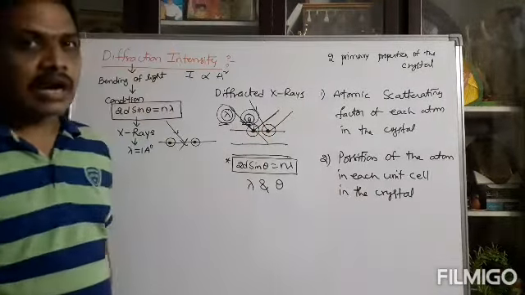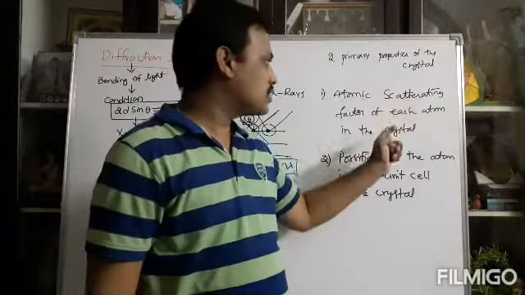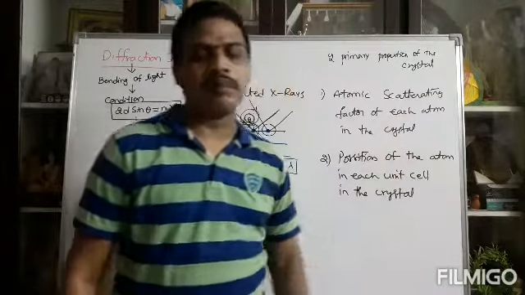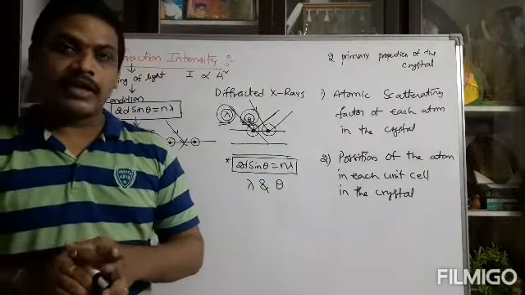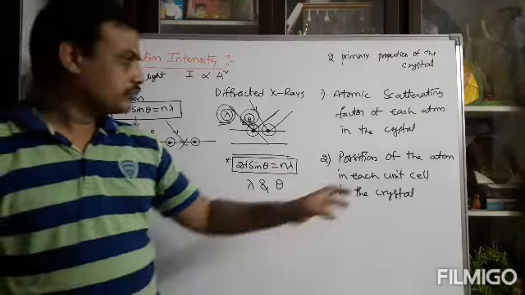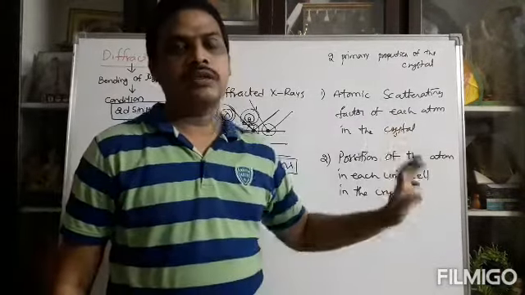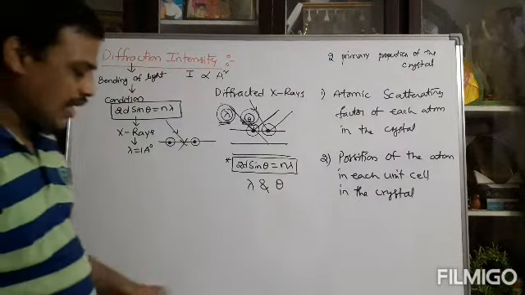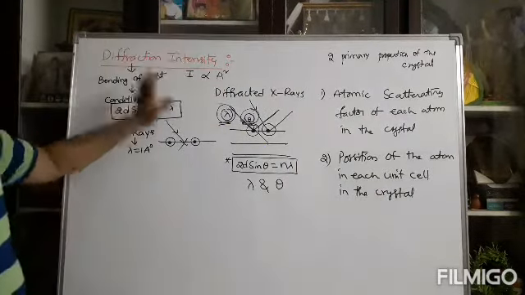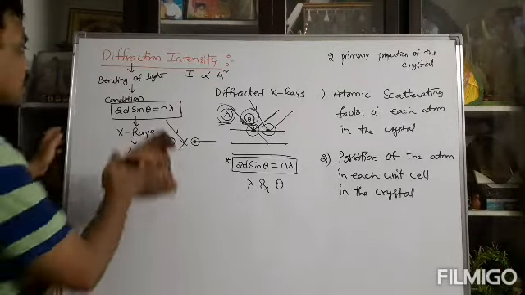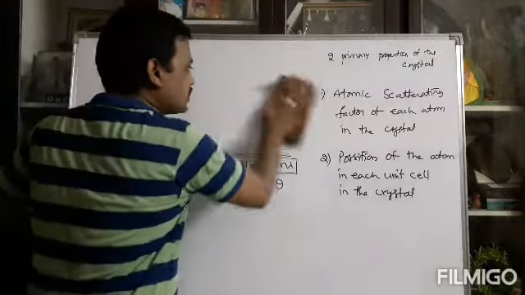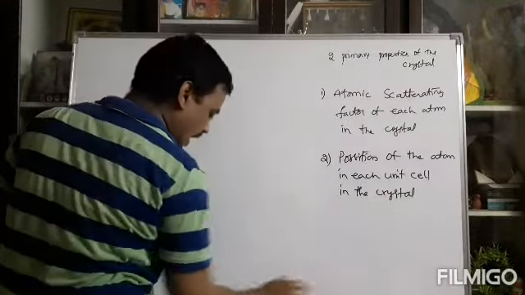The other does not depend on lambda and theta. Why is diffraction not occurring? Mainly two conditions: one is the atomic scattering factor, the second is the position of the atoms in each unit cell. So the diffraction intensity is mainly explained by the atomic scattering factor.